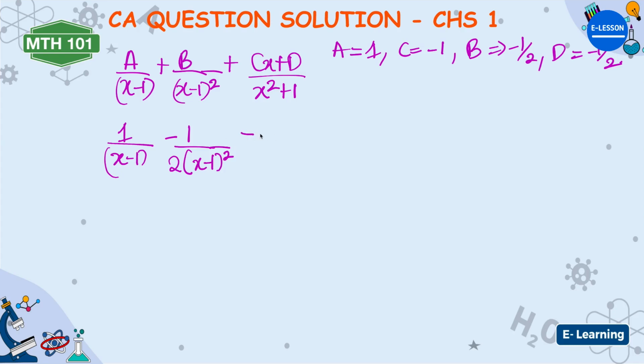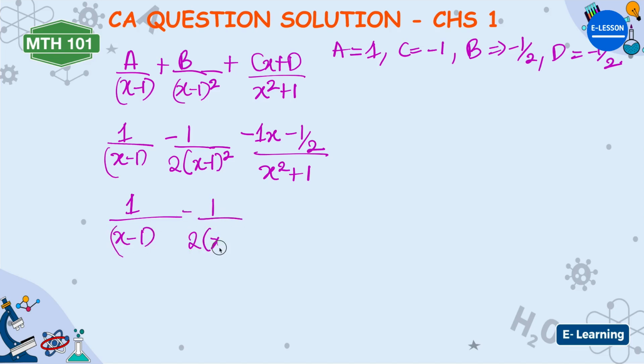So here will give us minus what? 1 times x, which is the same thing as x. So we can put it as minus 1x. D is minus half, so minus 1x minus half divided by what? x squared plus 1. So the final answer to this very long useless question will be 1 over (x minus 1) minus 1 over 2 bracket (x minus 1) squared minus x bracket minus 1 over 2 divided by x squared plus 1. And that is the answer to the question.